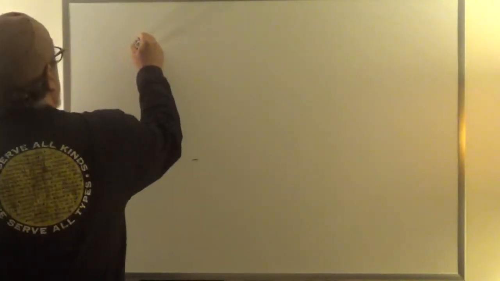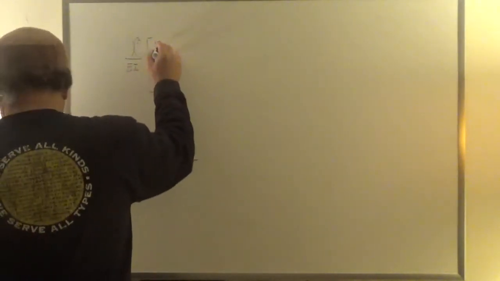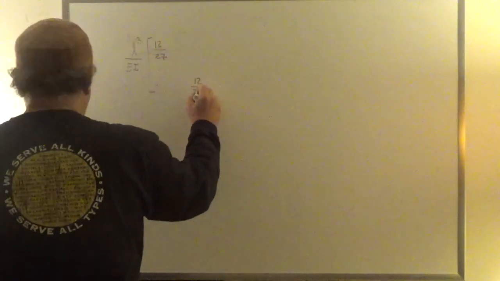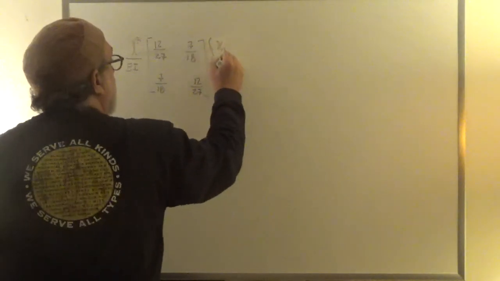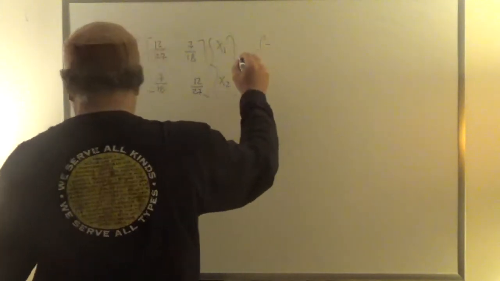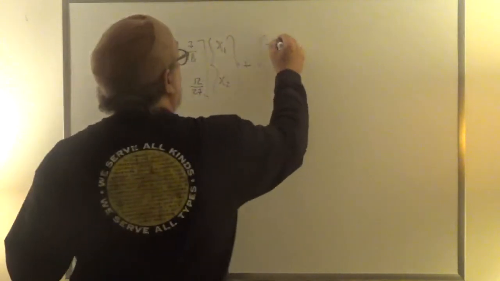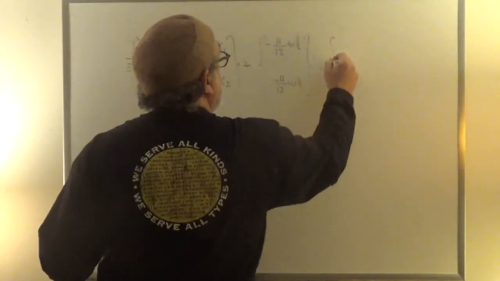Okay, so if we write our equations, what we have is L cubed over AI multiplied times the matrix 12/27 and 7/18, multiplied times the redundants x1 and x2, plus delta 1 and delta 2, minus 11/12 of WL, minus 11/12 of WL, equals 0 and 0.